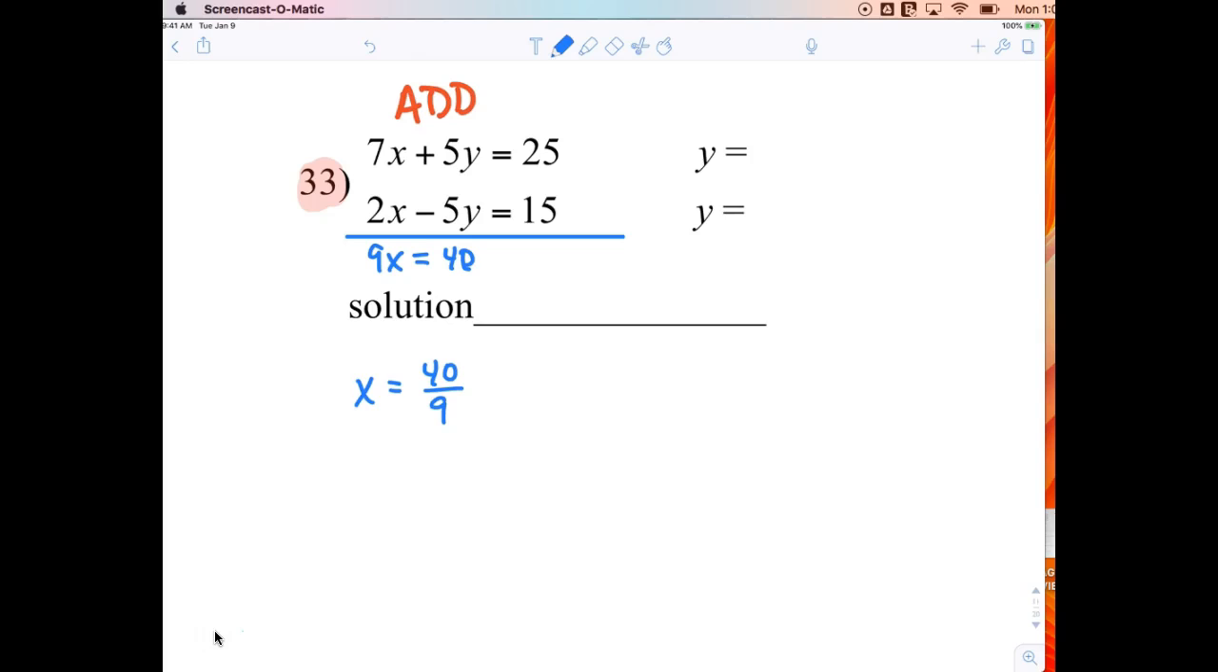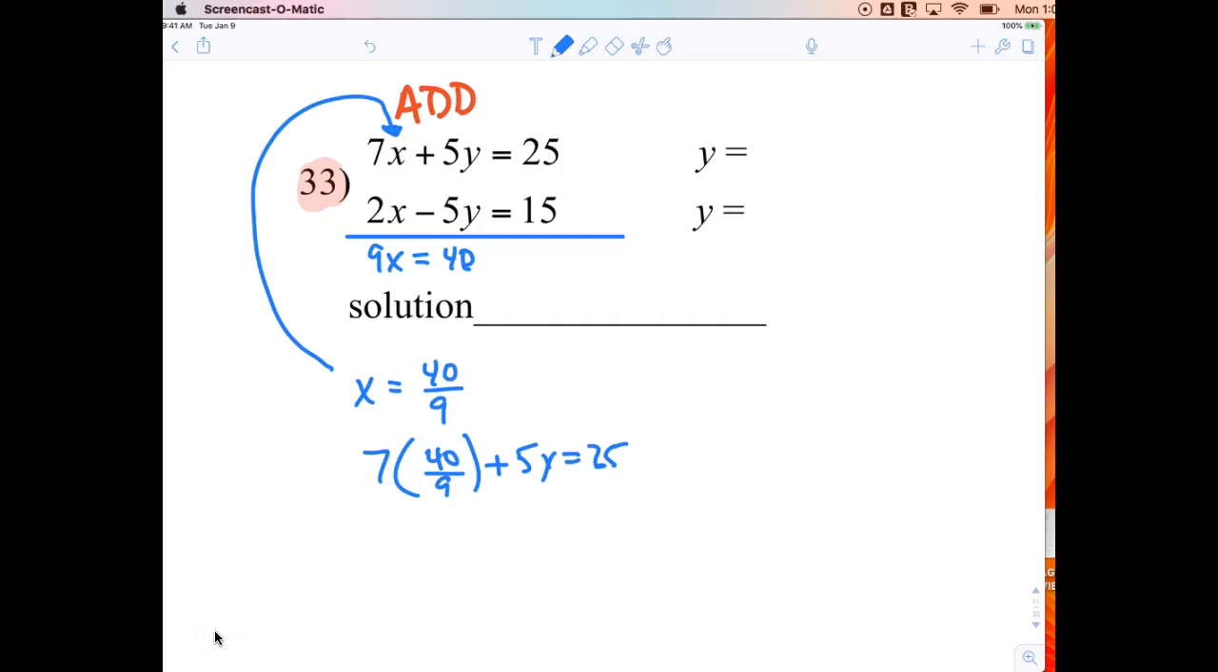Now the reason why this is a good one is because it's dealing with a fraction. Again, the lesson is not dealing with fractions. The lesson is doing a substitution. So here we go. We're going to plug 40 over 9 in for x. And when I do that, 7 times 40 over 9 plus 5y equals 25.